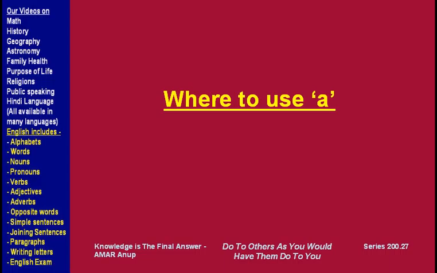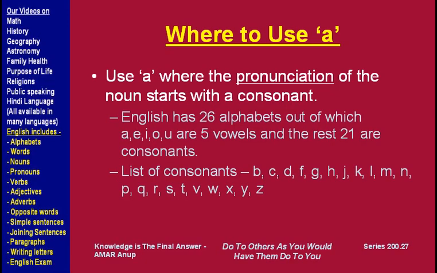So now let's see where to use a. One very important thing to remember is that the use of a and an is dependent on the pronunciation of the word, not the spelling of the word, but the way the word is spoken. That is the main focus that decides whether we use a or an.